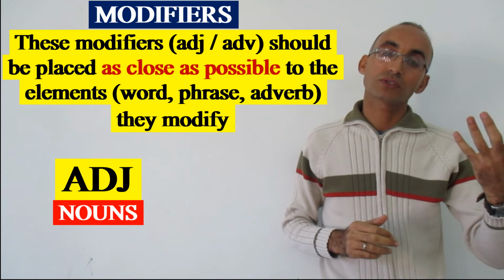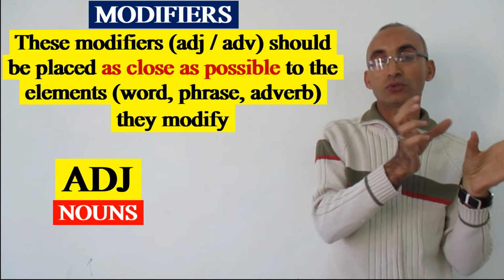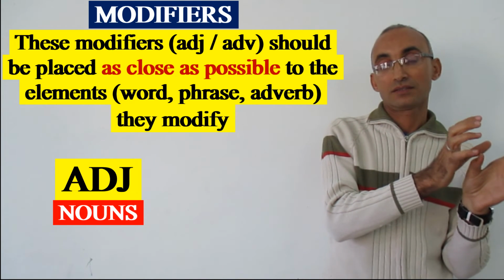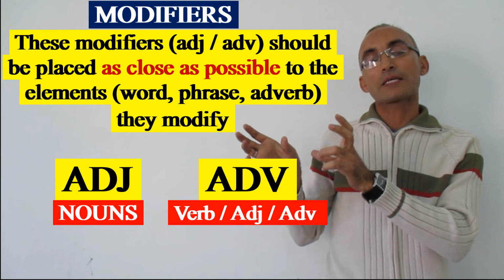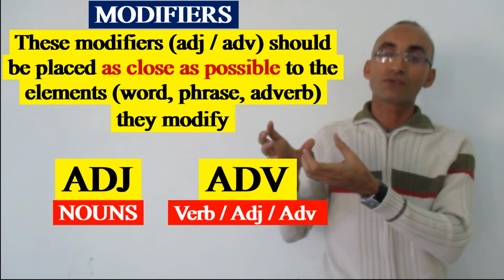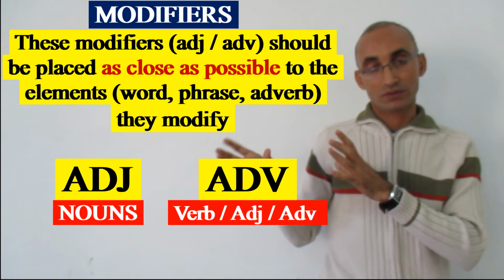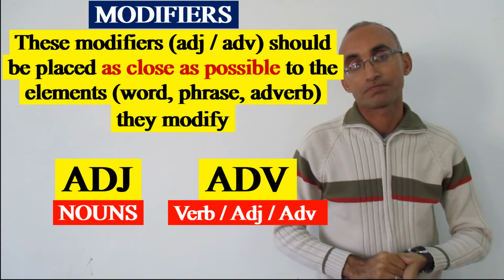For the noun, of course, the adjective should be as near as possible to the noun it modifies, to be clear, right? And also the adverb should be as near as possible to the verb, adjective or adverb it modifies to give clearer meaning, and avoid confusion. Right.